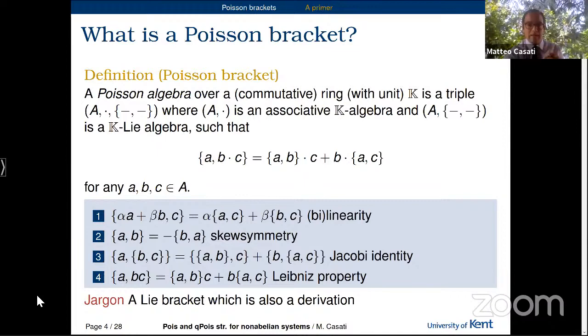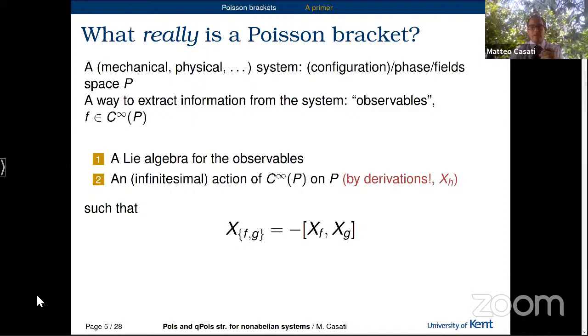And for integrable systems, or for dynamical systems in general, what we really need from a Poisson bracket is this: we have a mechanical, physical, or abstract system, which is a space, normally called a phase space, or a field space if you're thinking about some kind of field theory, P, and we have a way to extract information from the system, which are observables, in the basic settings.